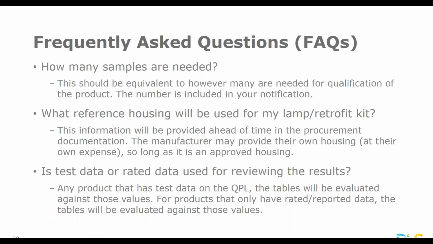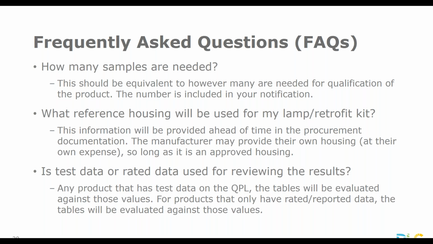How many samples are needed? Again, this should be equivalent to how many are needed for qualification. That number is going to be both in the notification as well as in the procurement documents. What reference housing will be used for my lamp or retrofit kit? This information will be provided ahead of time, unlike previous rounds in which it was not. The manufacturer has the option of providing their own housing at their own expense, so long as it's an approved housing.